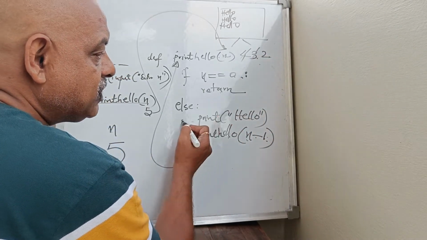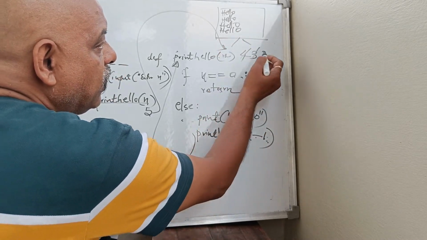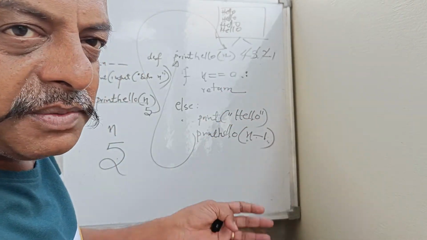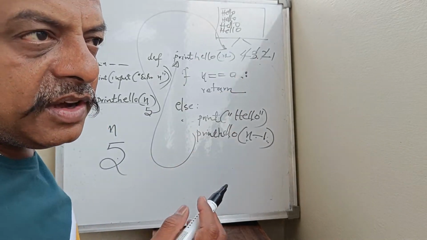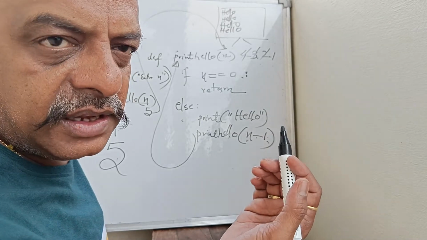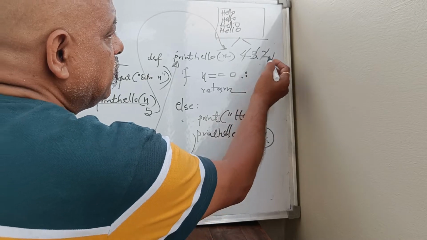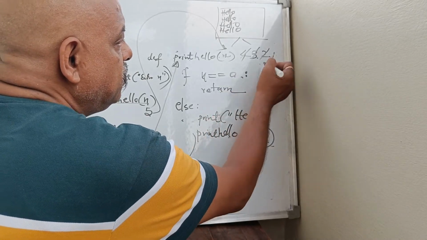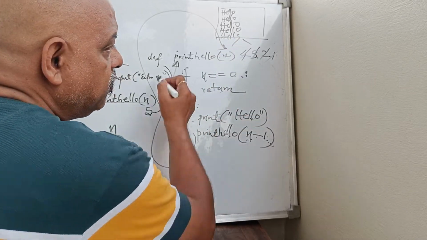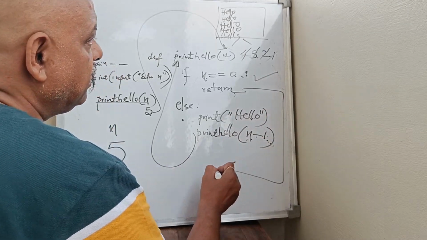Is 2 equal to 0? False. Hello will be printed. Now 2 minus 1, 1. Is 1 equal to 0? False. Hello is printed again. 1 minus 1, 0. Is 0 equal to 0? True. You are not doing anything, so you return from here. You have to think of designing a logic through which you exit from the recursive function call.